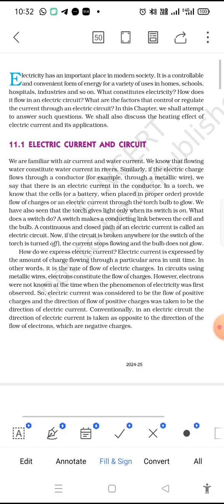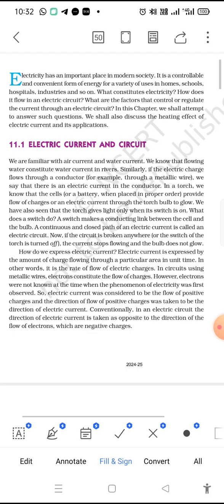How do we express electric current? Electric current is expressed by the amount of charge flowing through a particular area in unit time. In other words, it is the rate of flow of electric charges.